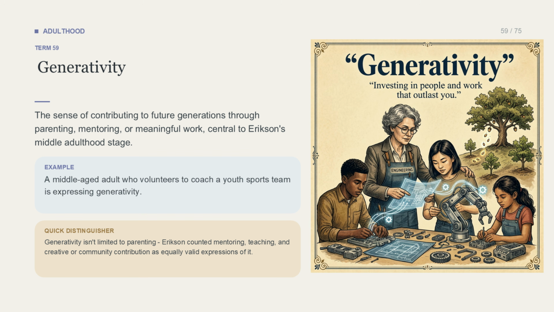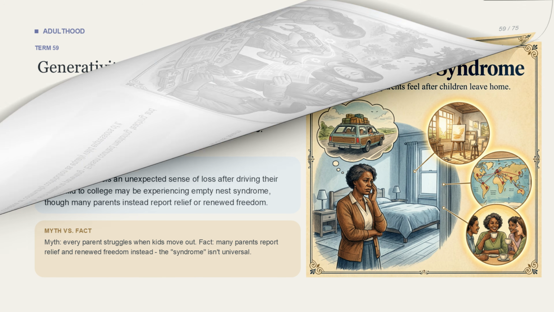59. Generativity. Generativity is the sense of contributing to future generations through parenting, mentoring, or meaningful work. It's central to Erikson's middle adulthood stage. For example, a middle-aged adult who volunteers to coach a youth sports team is expressing generativity.